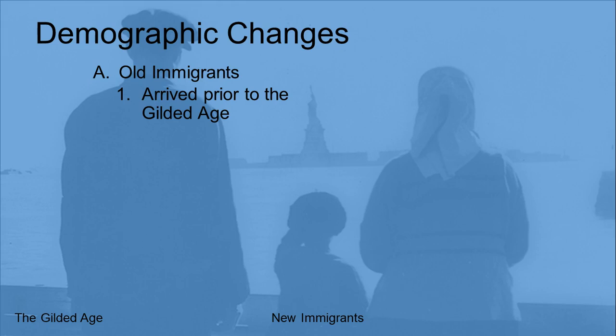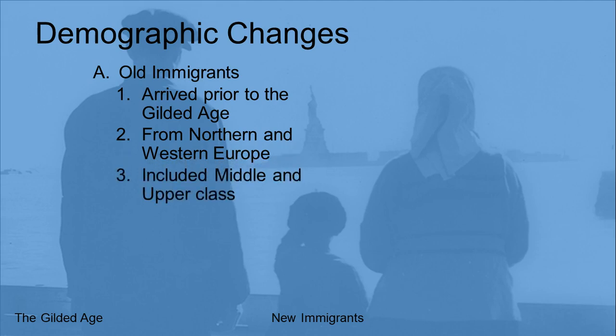The old immigrants were the people who came to the United States before the Gilded Age. Their characteristics: they typically came from Northern and Western Europe. So they're coming from Britain, some of the Scandinavian countries. This would also include Western Germany.